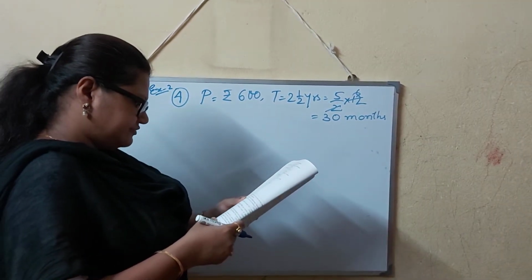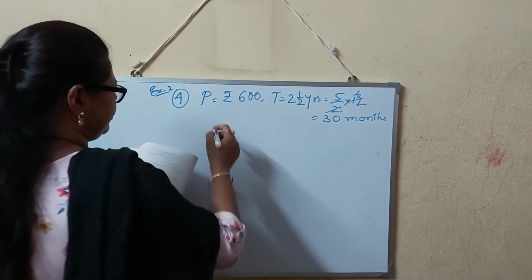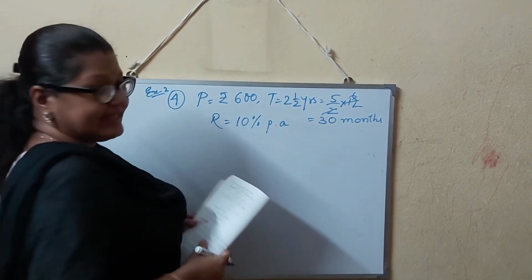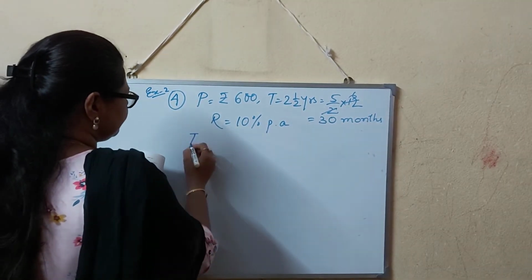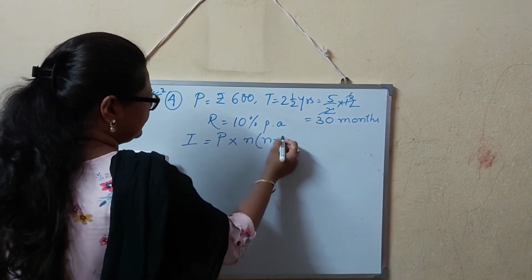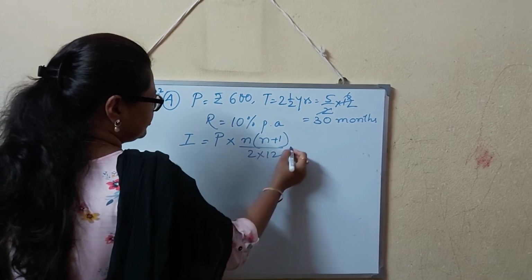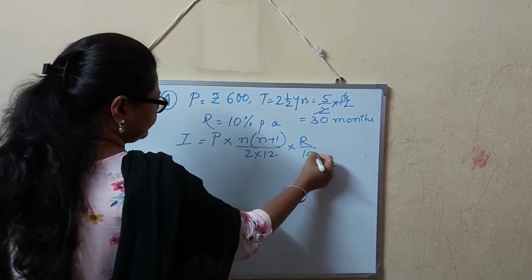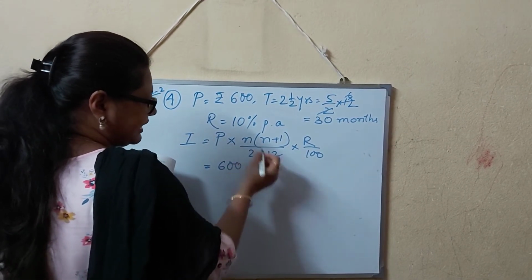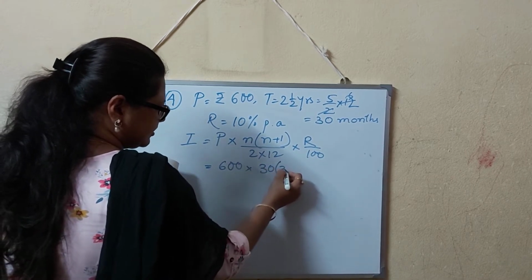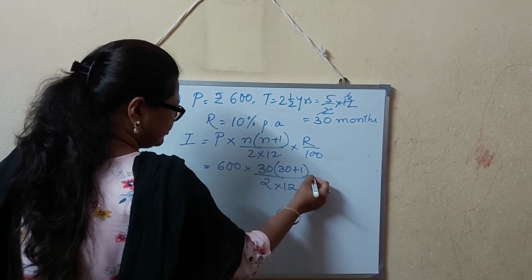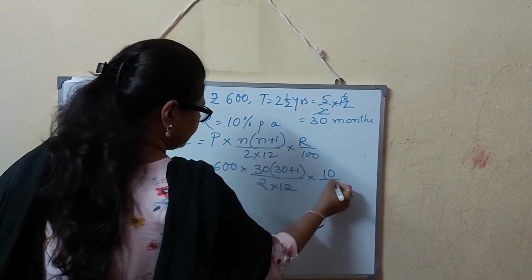Then it's saying if the rate of interest was 10% per annum, find the maturity value. The rate of interest is 10% per annum. You have to find the MV, maturity value. First I am finding out the interest. Interest formula: P into n into (n plus 1) by 2 into 12 into R by 100. What is P? 600. What is n? That means number of months. So it is 30, plus 1 by 2 into 12 into R, which is 10% by 100.